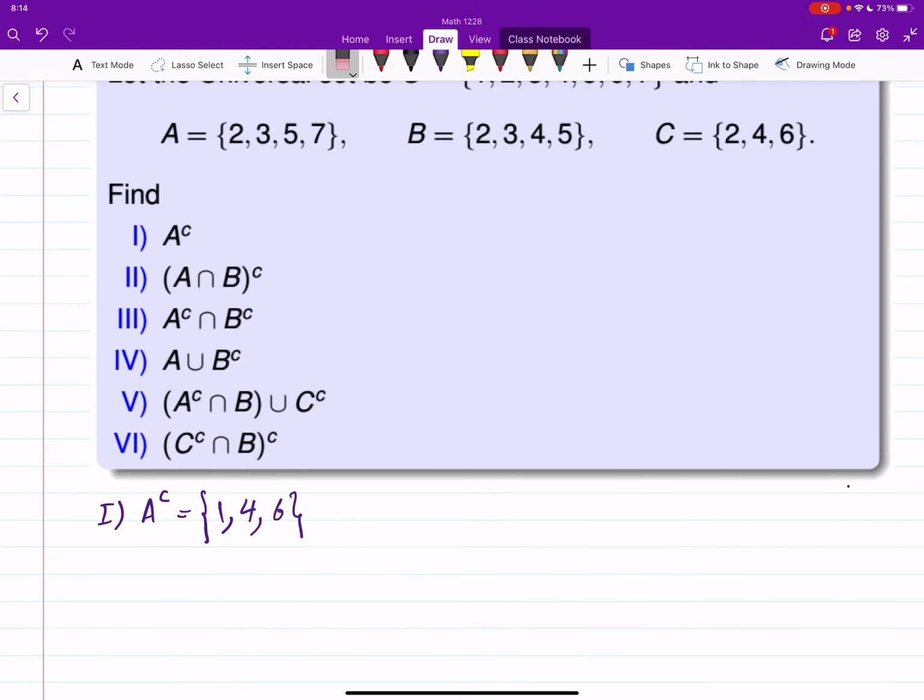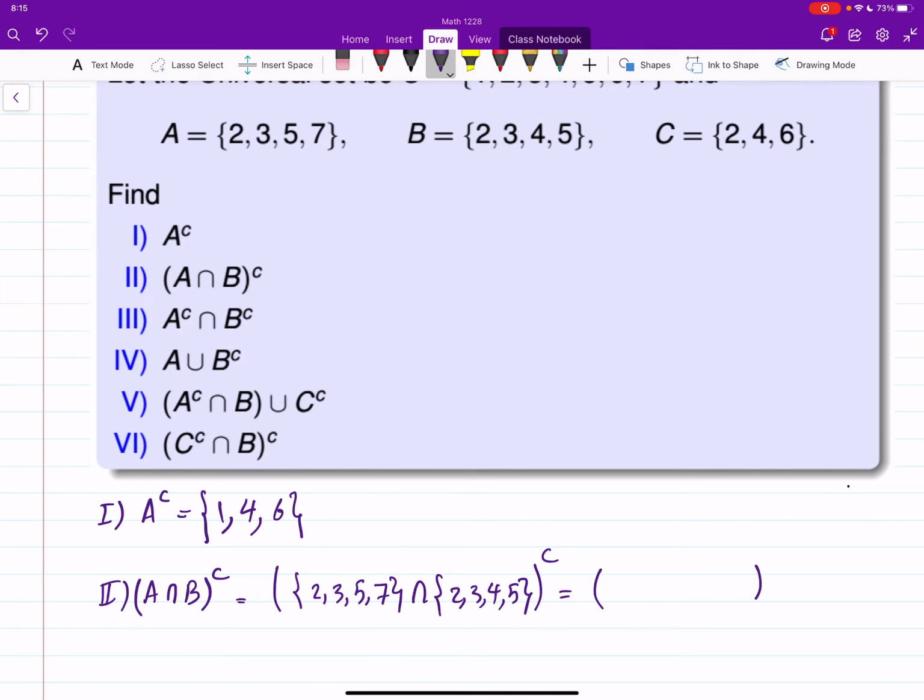How about A intersection B, then complement? So see, the brackets basically tell us what is the order. It says that first find the intersection of A and B. So here in this case, A is 2, 3, 5, 7. Find the intersection with 2, 3, 4, and 5. I am not applying complement yet. So first I want to find the intersection of these two sets, A and B.